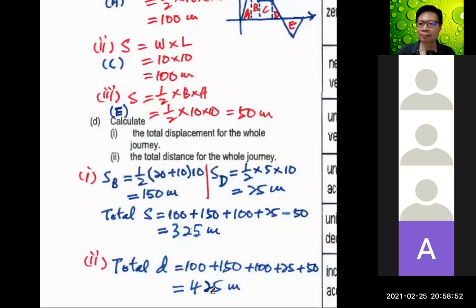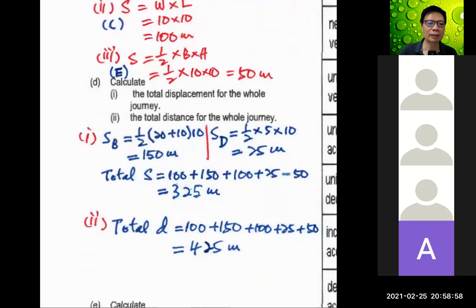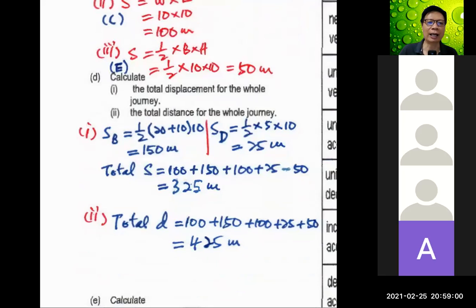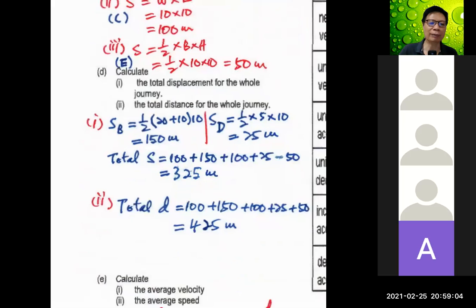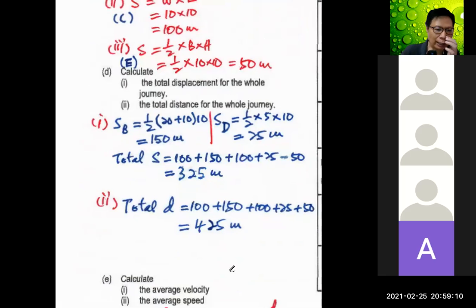Okay, next part not finished yet. This question is very long, I tell you. Next, they ask you to calculate average velocity and average speed. Can you all do it or not? I give you 2 minutes to try. Find the average velocity, find the average speed. Okay, do it now.